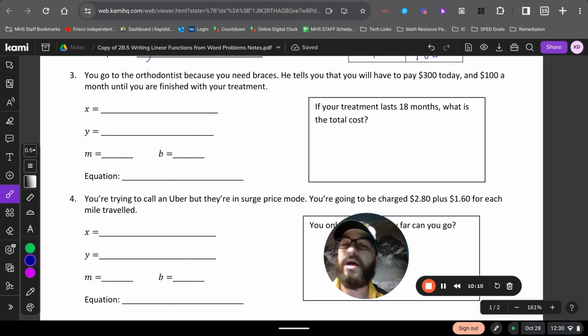So you go to the orthodontist because you need braces. He tells you that you will have to pay $300 today and $100 a month until you are finished with your treatment. Okay, so we have our x variable and our y value. Remember, x typically represents the independent variable and y typically represents the dependent variable. So we have two things happening. We have cost, money of our braces, and then our month, it looks like, is our time. So once again, I think our time and month should be our independent.